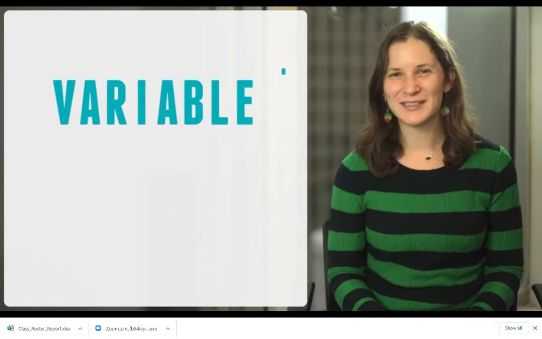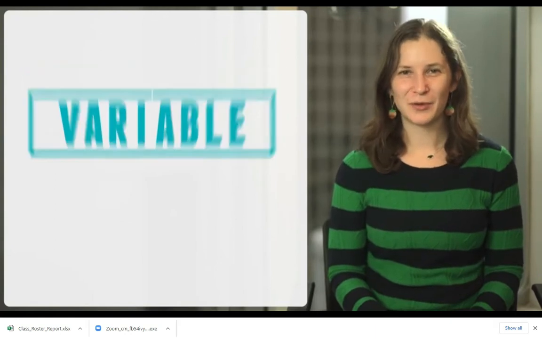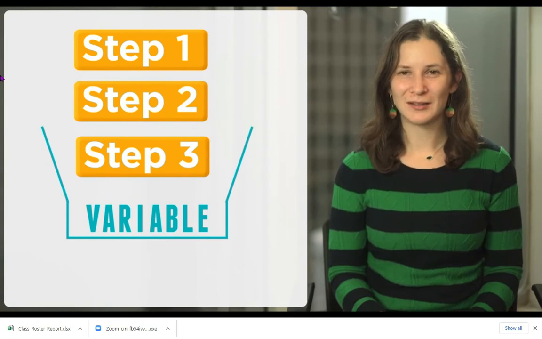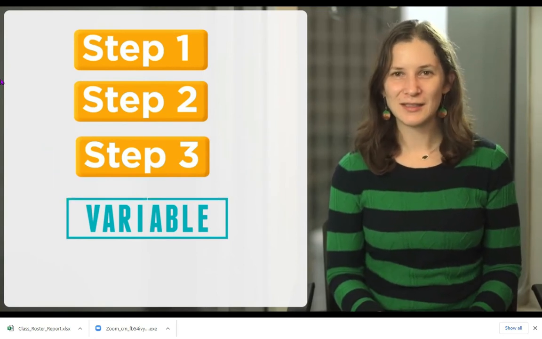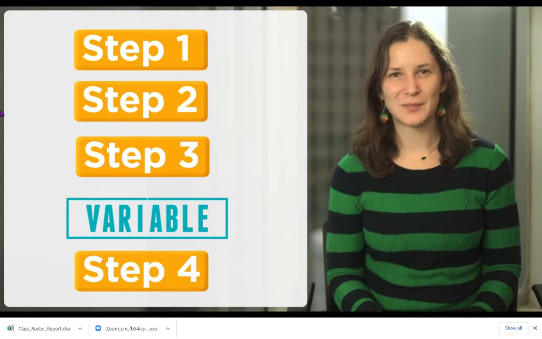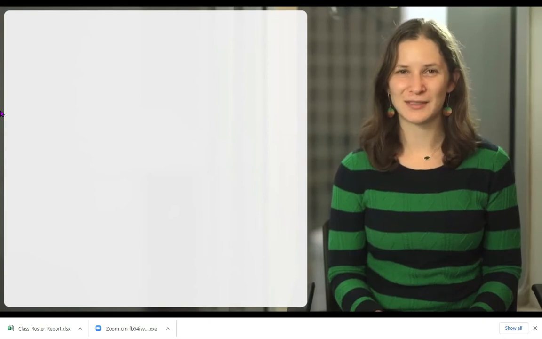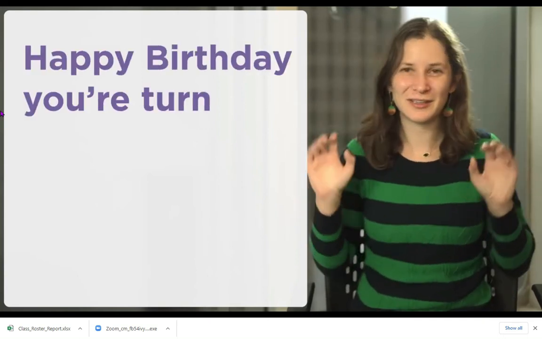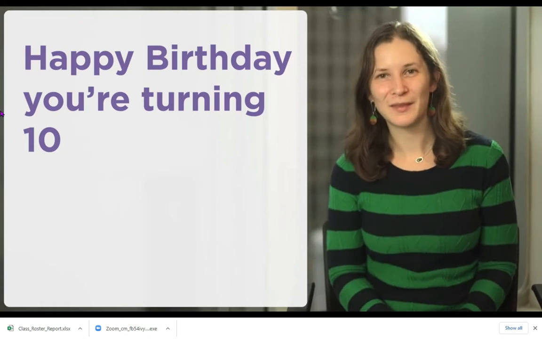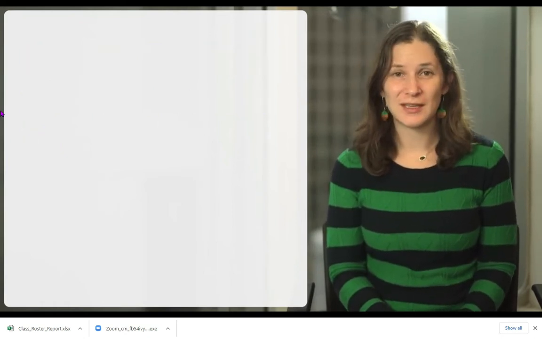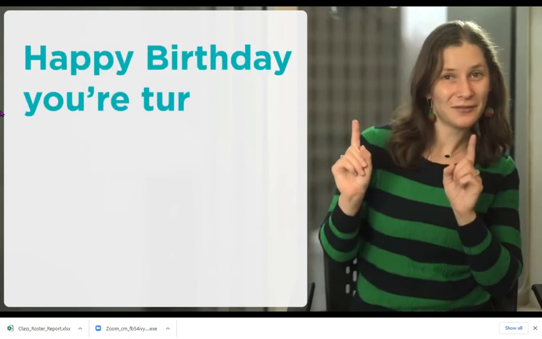A variable is a container that you can store a value in. When you use that variable in an algorithm, it opens up the container and looks at the value inside. This lets you write smarter algorithms that behave differently depending on the value stored in the variable. For example, if you wanted to write an algorithm to say, "Happy birthday, you're turning 10," to my little brother, that's great now, but when I run it next year, I'd want it to say, "Happy birthday, you're turning 11."